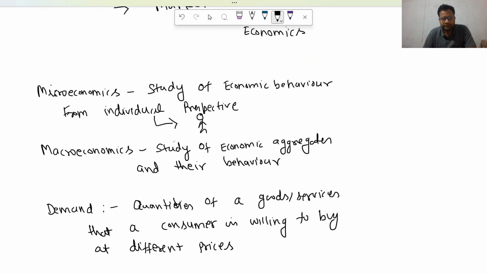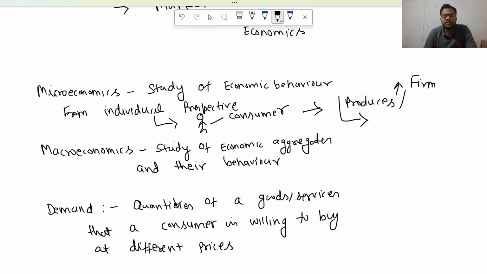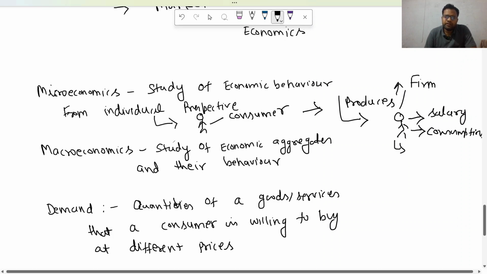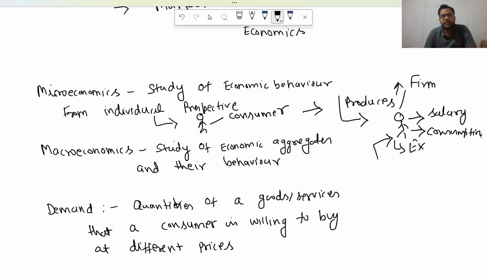Individual here could be a person, could be a consumer, could be a producer who is producing particular goods and service, let's say a firm. So what we study in microeconomy, if there is a consumer, we study economic behavior like what is the salary of this person, what is the consumption habit of this person, his expenditure. So everything from the perspective of this person in the microeconomy.